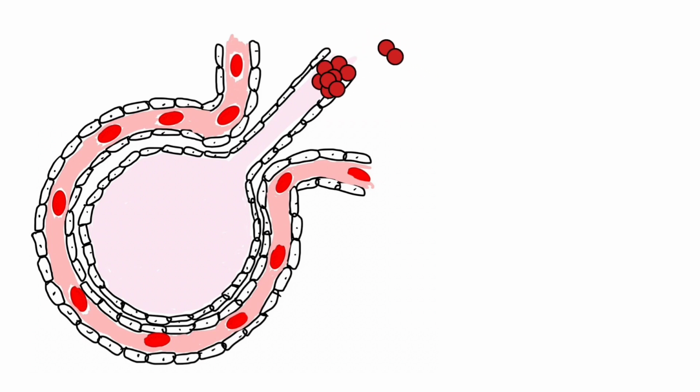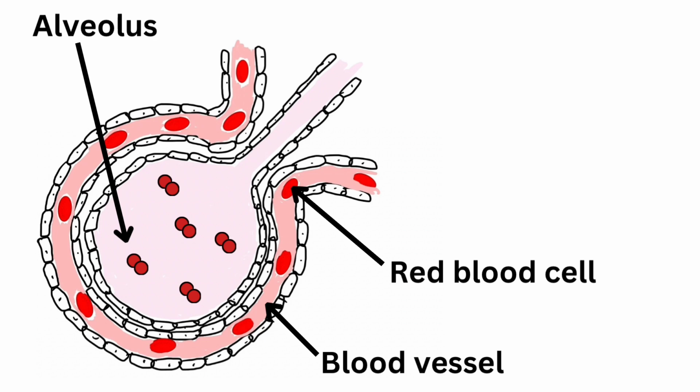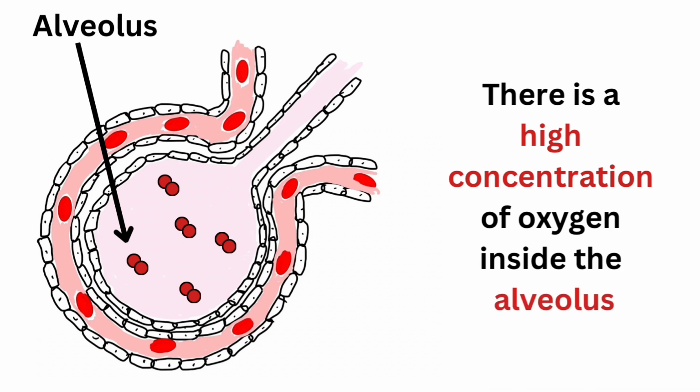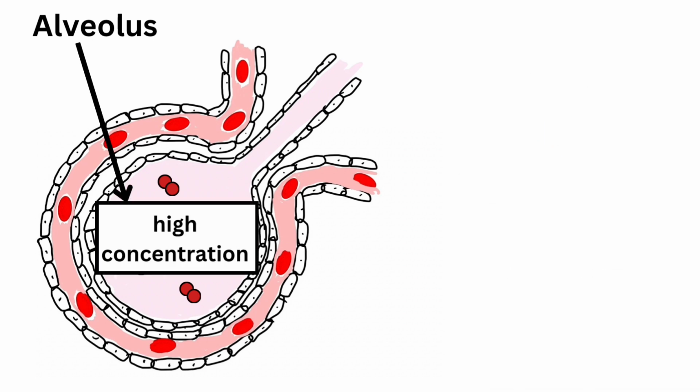So let's imagine that we've just breathed in and the oxygen is about to enter the alveolus. We now have lots of oxygen molecules inside the alveolus. Because there's lots of oxygen, we say that there is a high concentration of oxygen inside the alveolus. So let's add a label to remind us that there's a high concentration of oxygen in that part.